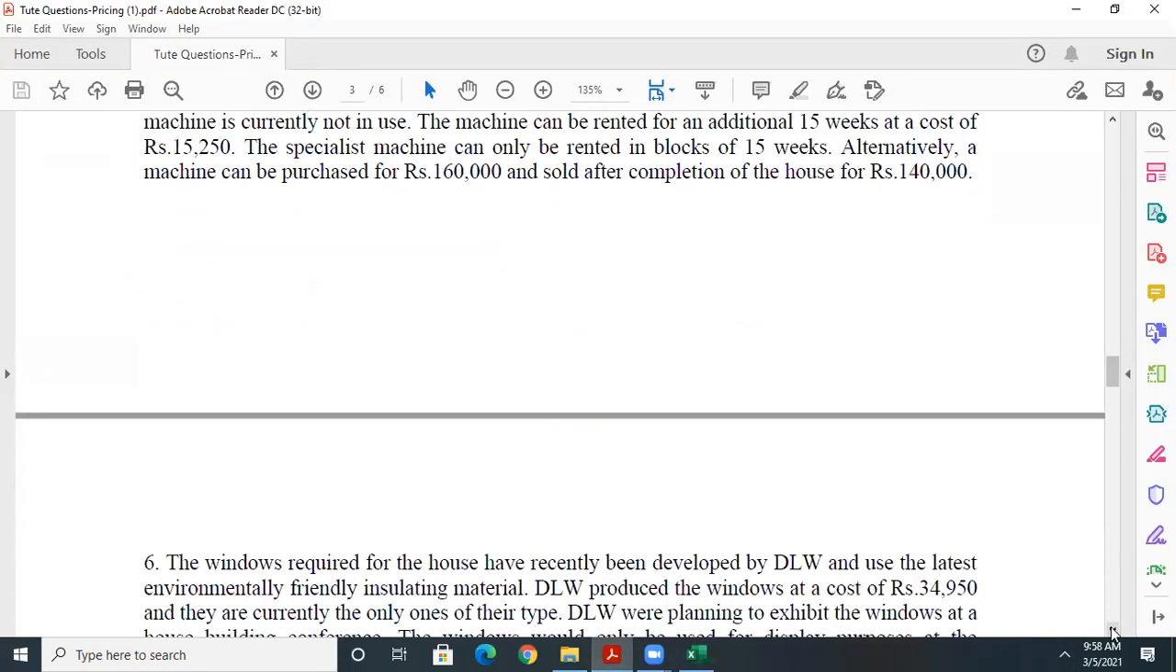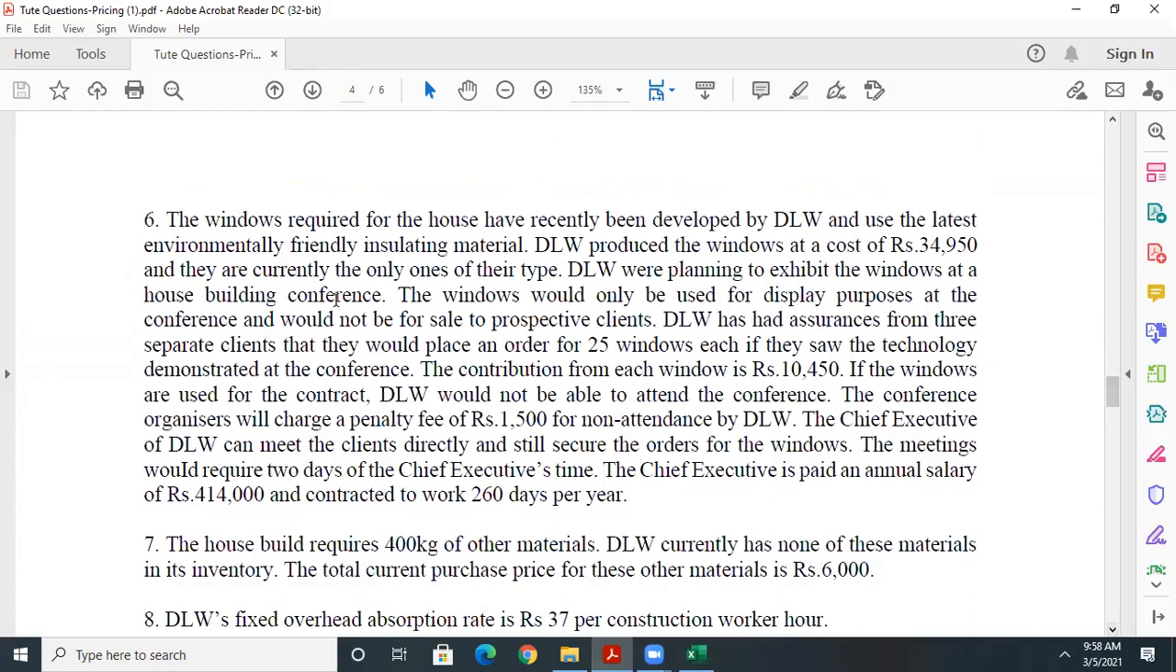That's the fifth one. But below sixth one, the windows required for the house have recently been developed by DLW and use the latest environmentally friendly insulation material. ඒකට ඔයා මේකට අවශ්‍ය වෙන windows ටික නිපදවනවා ආයතනයේම ඒක environmentally friendly technology එකක් යටතේ තමයි ඔයා ඒක කරන්නේ. The DLW produced the windows at a cost of rupees 34,950. And they are currently the only ones of their type. මේ විදිහේ ඔයාලා හදන Windows හදලා තියෙනවා දැන්ටමත් ඒවත් 34,950 cost එකක් දරලා තමයි ඔයා හදලා තියෙන්නේ.